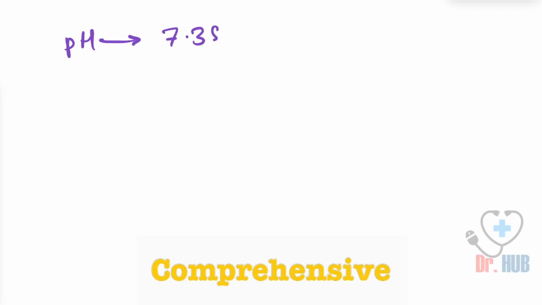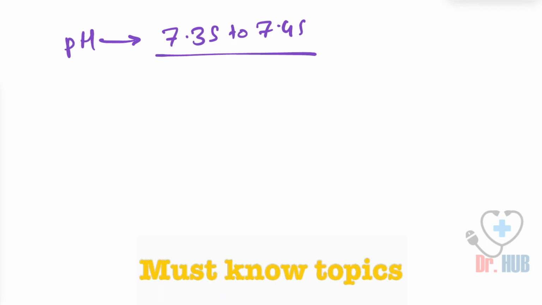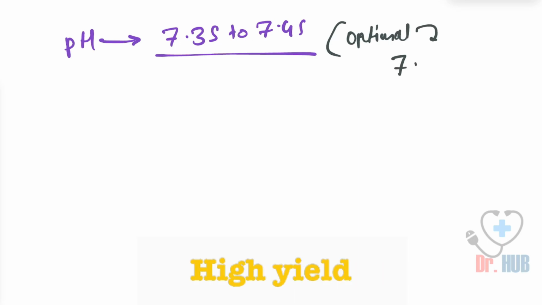So to begin with, the pH. So the pH, the normal range is 7.35 to 7.45. This is the pH. So what is the optimal value? So the optimal here is nothing but the 7.4.